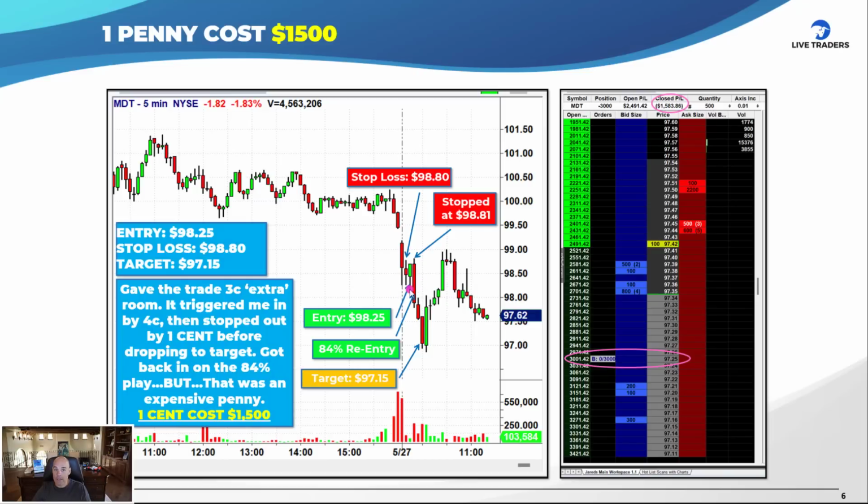On the 84% play, I got back in. Okay? Got back in. So I did make 3,000 on the winner, but note, look at the red or the pink circle. I lost $1,583.86 on the first trade.